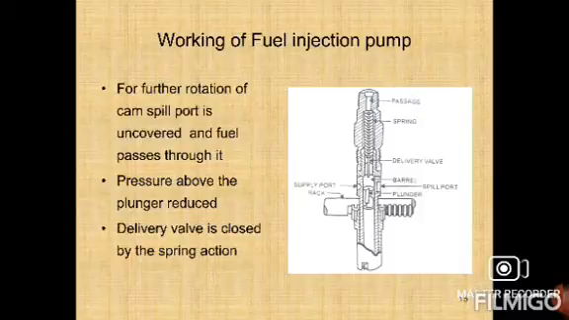If the plunger rises further, at a certain moment the spill port is connected to the edge of the helical groove, right? As soon as the spill port uncovers, the fuel passes through the vertical groove and annular helical grooves to the spill port, thus reducing the pressure of the fuel above the plunger. As a result, the delivery valve is closed by the spring action. The quantity of fuel delivered is controlled by the turning of the plunger only, right? That is the fuel injection pump. So this is the injection pump.